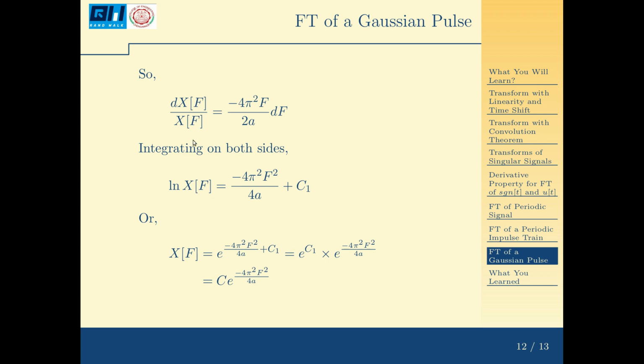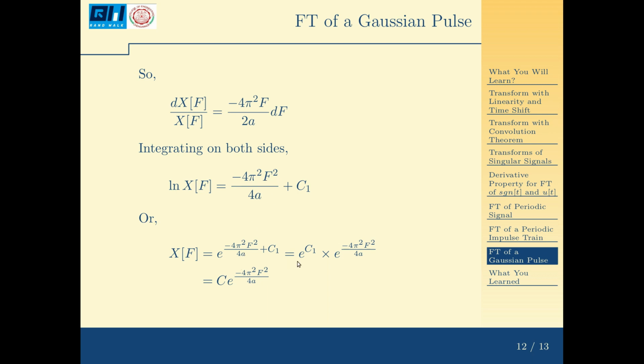Okay, this will be the natural logarithm of X(f), that will be minus 4 pi square times the integral of f df. What is the integral of f df? That will be f square by 2. So it becomes minus 4 pi square f square by 4a plus some constant of integration, say c1. So I can write X(f), if I take exponentials on both sides, as e raised to minus 4 pi square f square by 4a plus c1.